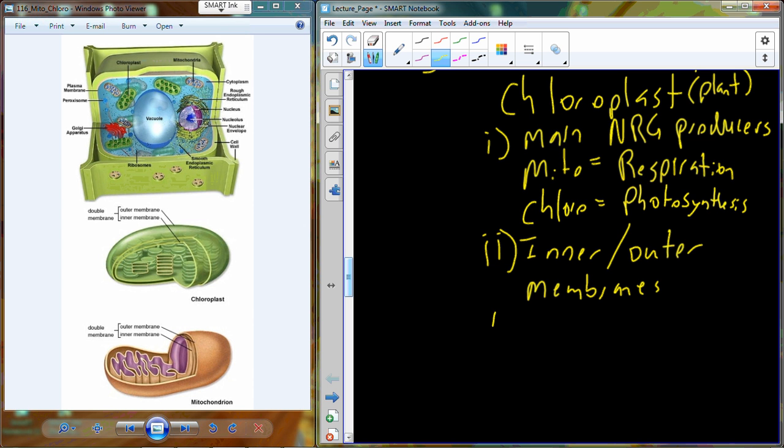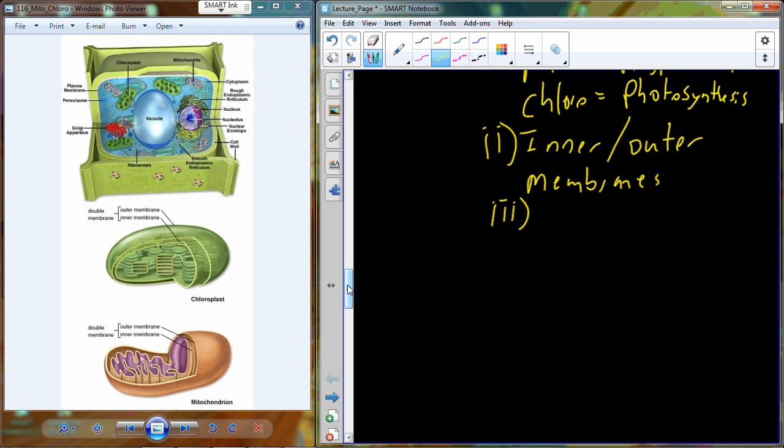And outer membranes are going to become really important in the process. We're going to talk about those inner and outer membranes when you start talking about metabolism and energy production. The other thing that's pretty interesting here is both have their own DNA and their own ribosomes.